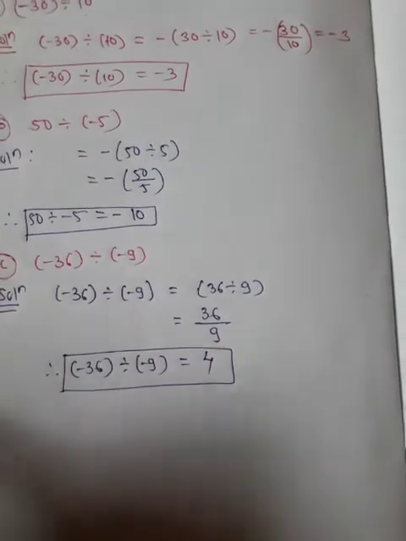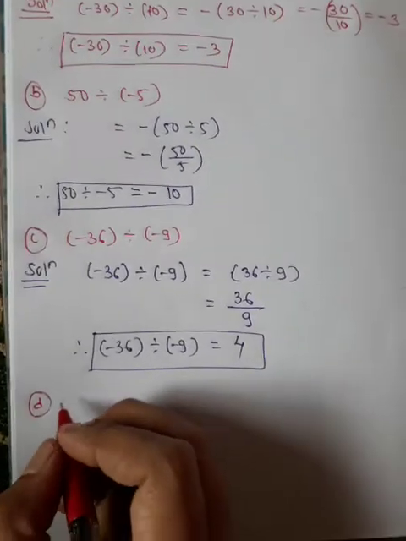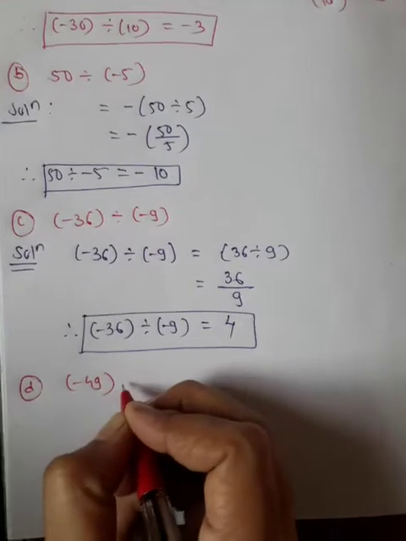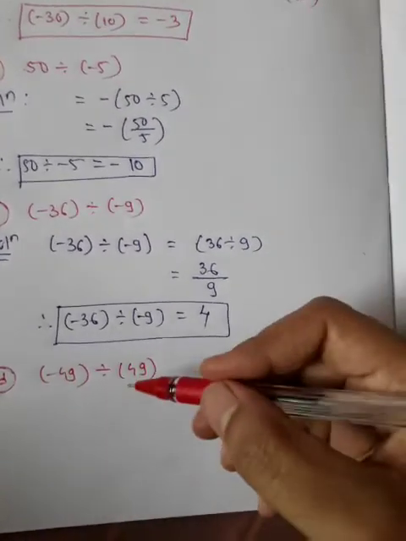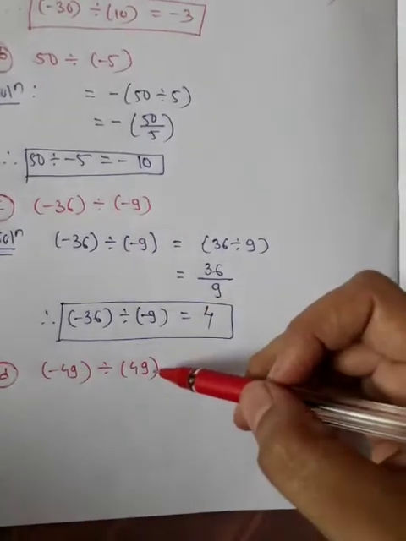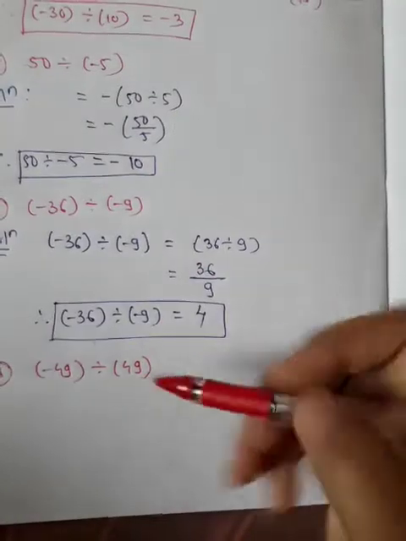In the same way you can solve example D. What is D? D is given as minus 49 divided by 49. So you can solve it. Here also it is a negative integer divided by a positive, so by the earlier example you can solve it.